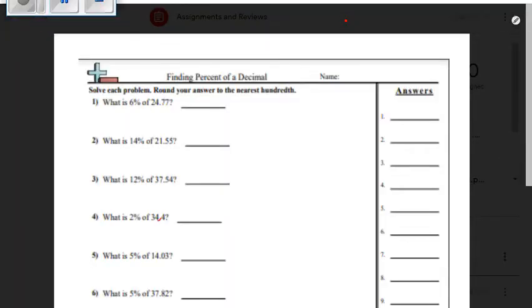Here's a quick video on probably the most important thing in this unit: trying to find a percent of a number. And before I even get into this, I want you to understand what we're doing almost every single time: we're taking that percent, changing it to a decimal, and multiplying.